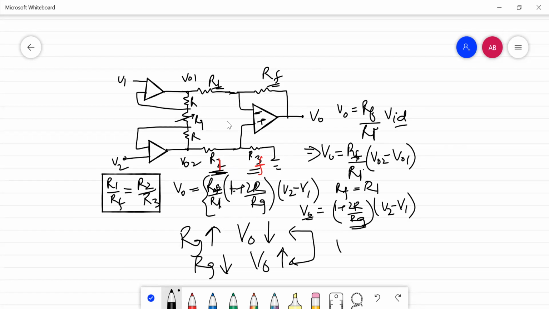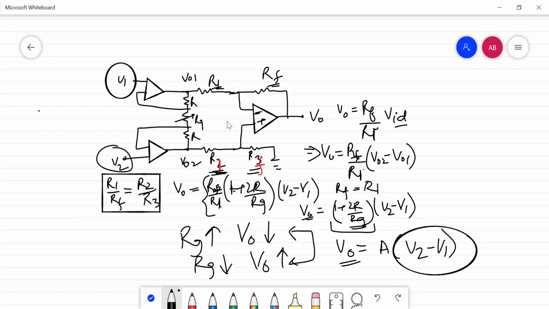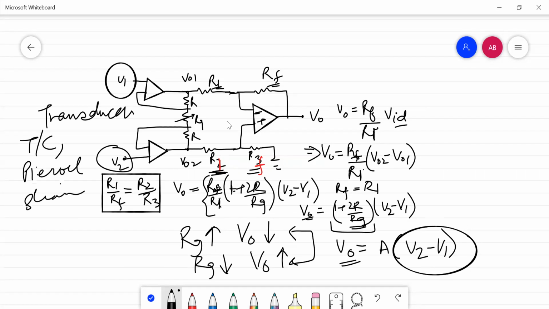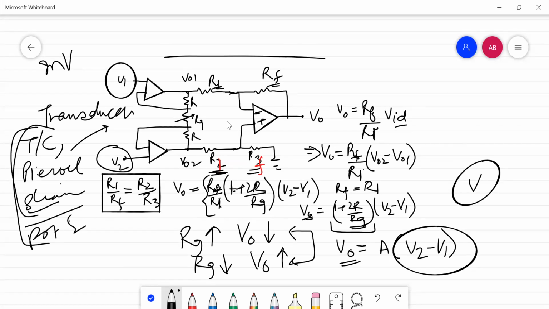So if this thing is taken as the gain A, then your output will directly depend upon your V1 and V2 that you are directly getting from the transducers. That is your thermocouple, your piezoelectric transducer, your strain gauge, whatever you have applied, you can directly get your potentiometers. You can directly take the input at this stage, and then you are going to get the output in volts, because you have applied it in millivolts, still you will be getting volts, so that you can easily measure. So now we are going to come on to the various problems that you suffer from your operational amplifiers and how to solve them.